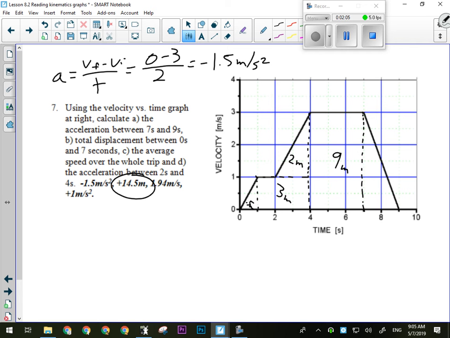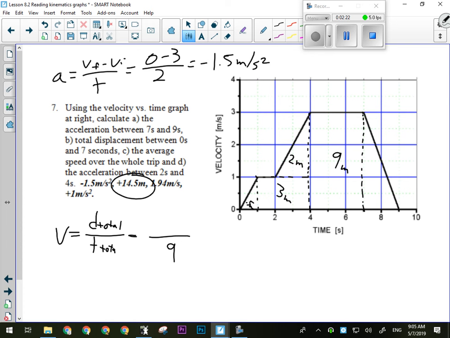Part C wants to know the average speed over the whole trip. If I want to find average speed, I need total distance and total time. Well, the total time is easy, it's 9 seconds. I need the total distance.